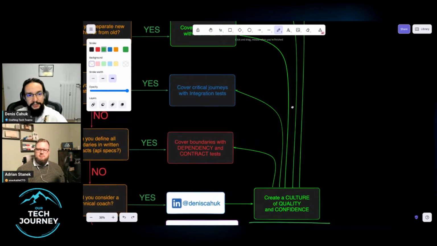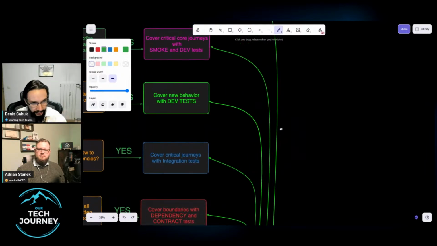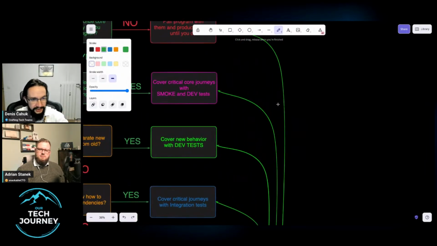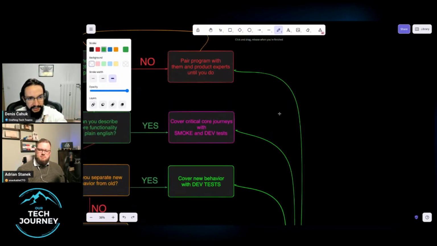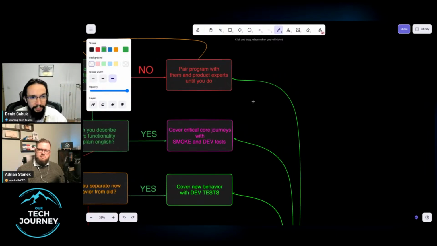You will cover boundaries with dependency and contract tests. You will cover critical user journeys with integration tests. You will cover new behavior with the dev tests. You will immediately start outside in with smoke tests. And you will pair program with the product experts so that you increase your level of understanding, to maintain the culture of high quality excellence, of observability, of just having data-driven processes in your engineering department to actually do engineering rather than just coding, rather than just CFO-driven coding.